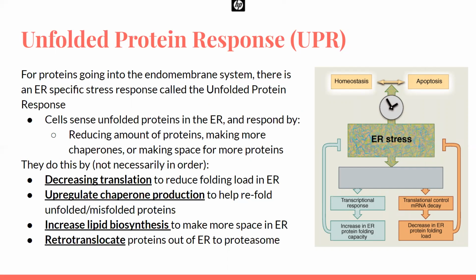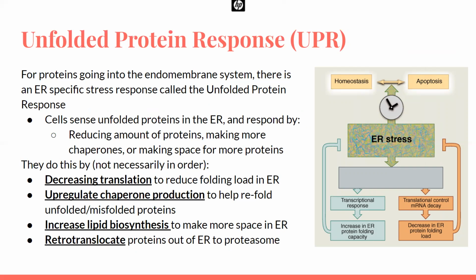Cells sense the unfolded proteins in the ER. Basically, the ER responds by reducing the amount of proteins that it's translating or making, because it needs to focus on the current proteins that are messed up right now, so it can fix them and send them off so there's no damage to the cell. It also makes more chaperones and makes more space for proteins.